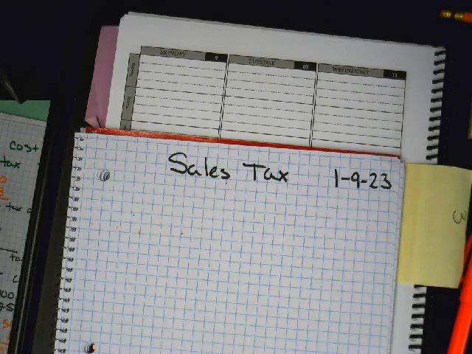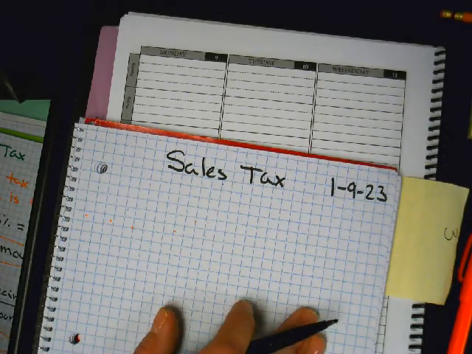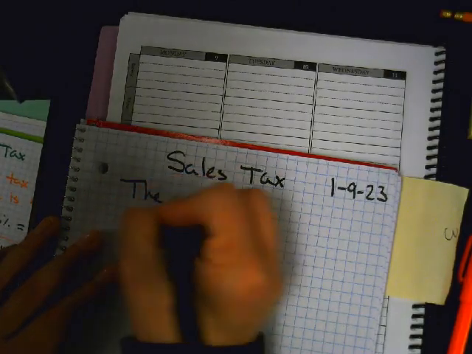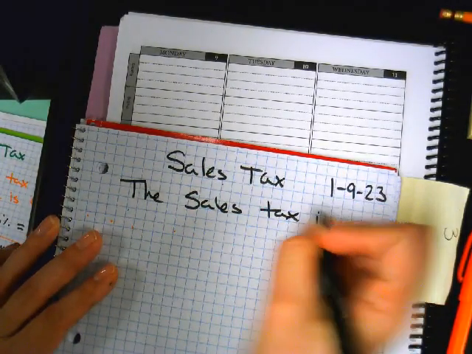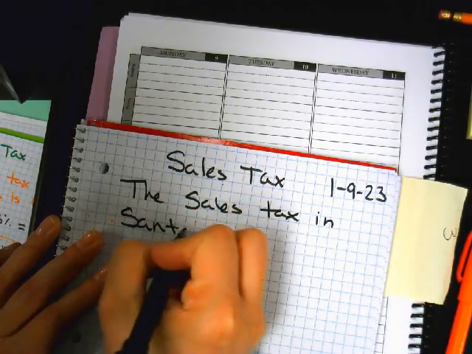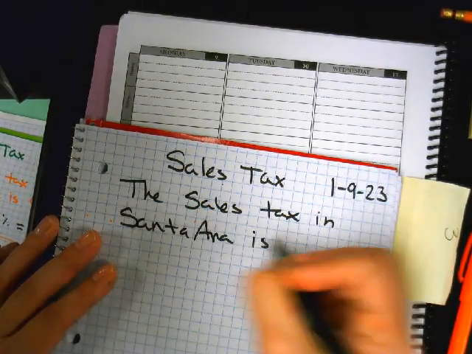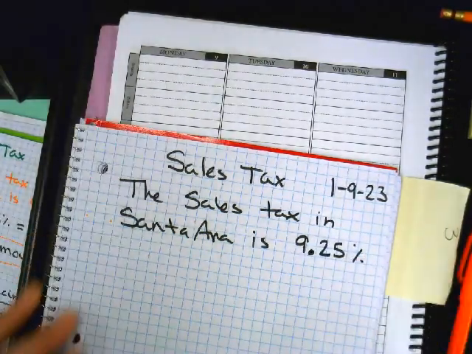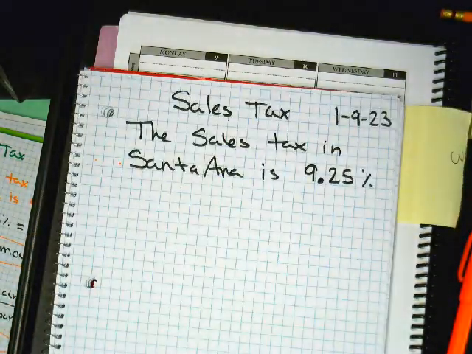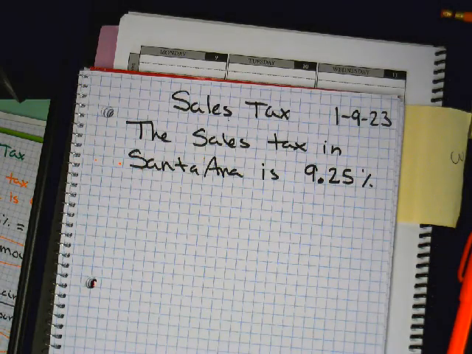Now, I'm going to show you a website that shows you the sales tax for Santa Ana. So the sales tax in Santa Ana is 9.25%, which is one of the higher ones. So, yay, taxes. Pays for everything, though. I mean, it doesn't pay for everything. It pays for a lot of things in Santa Ana.